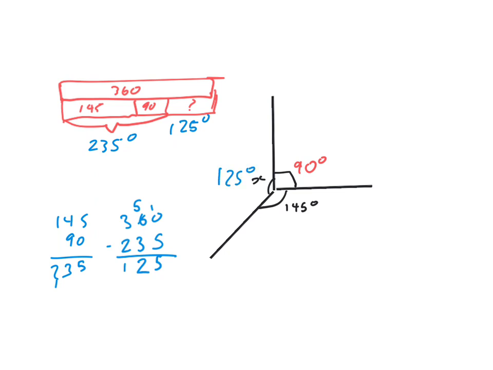How do I check that? 145 add 125 add 90. If I'm right, that will add up to 360. 5 add 5 is 0, it's 10. Okay, 9 add 1 is 10, add 4 add 2, which is 6 is 16. 1 add 1 add 1 is 3, 360 degrees, so I am right.